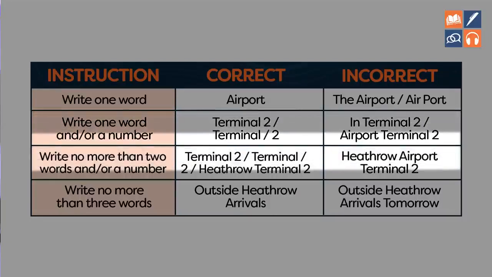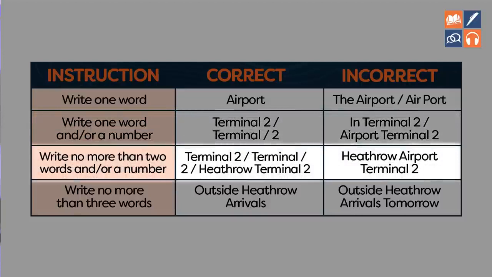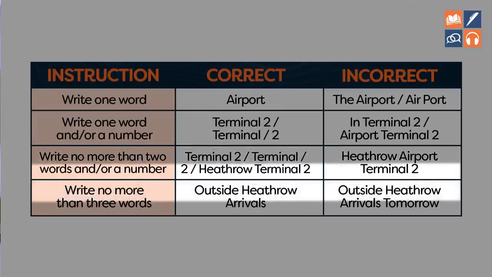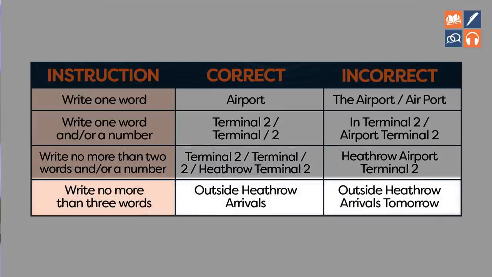So if the instruction was write no more than 2 words and or a number, terminal 2 would be correct, 2 would be correct, and Heathrow terminal 2 would also be correct, because they are all no more than 2 words and or a number. Incorrect would be Heathrow Airport Terminal 2, because that is more than 2 words. That is 3 words and a number. Write no more than 3 words. Outside Heathrow Arrivals, that is 3 words, so that would be correct.